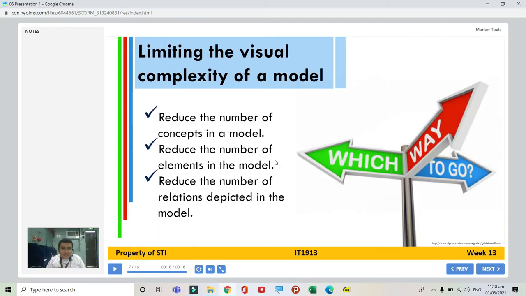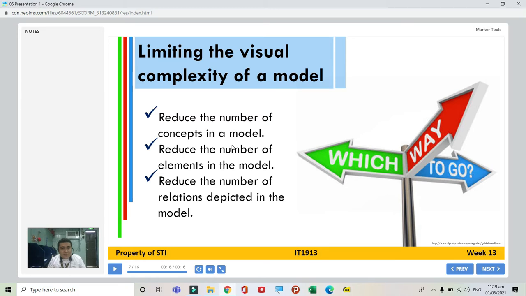Next, limiting, you have it here. Limiting the visual complexity of a model. Here's how you do it. Reduce the number of concepts in a model. Kasi nga, usually, if you will create a model, most people would have it in general bitaw. So, the more specific it is, the more you reduce the number of concepts in a model. Like, you tend to determine like which one is relevant, which one is irrelevant na dayon.